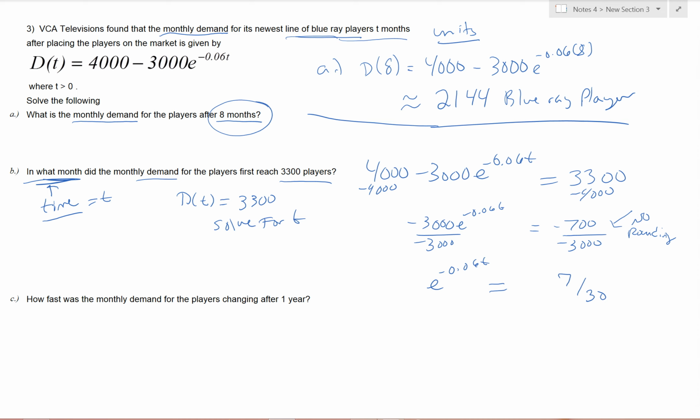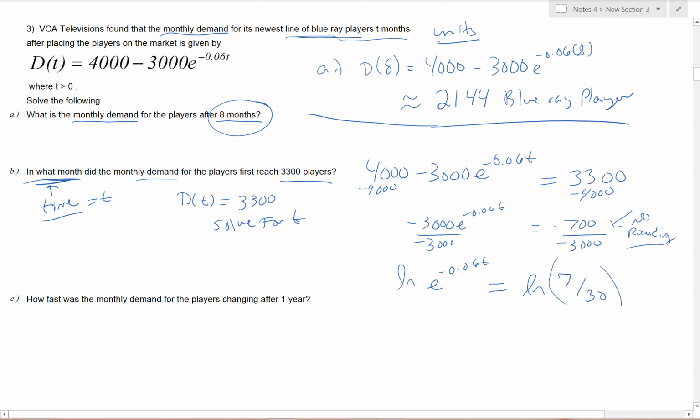a logarithm, right? I want to get rid of the e. I want to isolate the t, and so I have to take the natural log of both sides, and so I have to take the natural log of that fraction. So if you round it, you'll be wrong. Your answer will be significantly off. So leave all fractions exact. Do not round until the end of the problem.